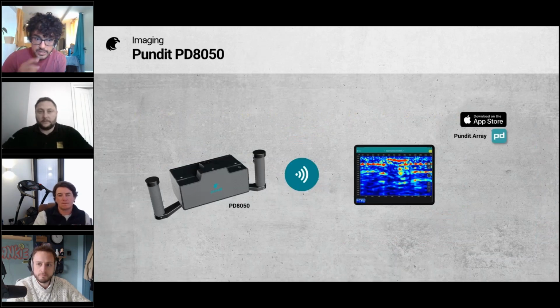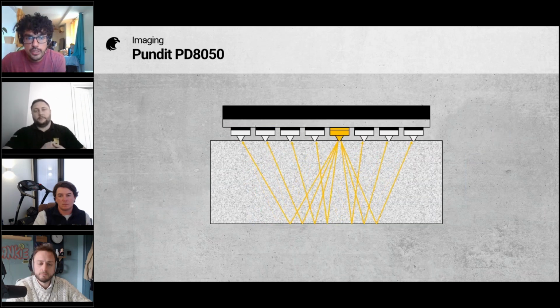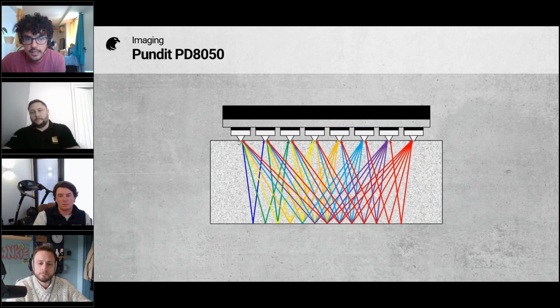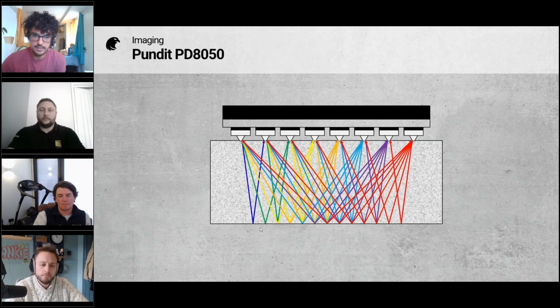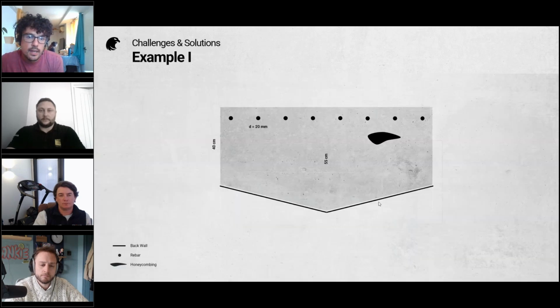Similarly to the GPR solution, this is also a wireless solution connected via Wi-Fi with the software. This is how it works, very quickly. We have 24 channels, with one emitter and one receiver. The acoustic signal travels through the concrete, and whenever it finds air, in this case the back wall, it is reflected. This is how you will see it on the software side. In this sample, we are able to detect the back wall. This is another example.